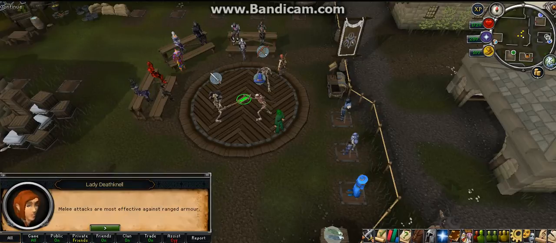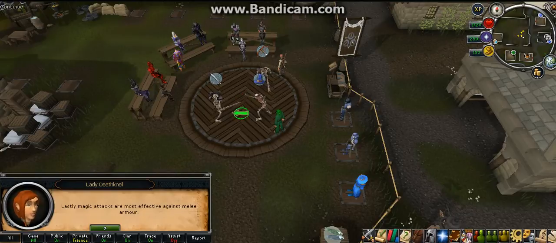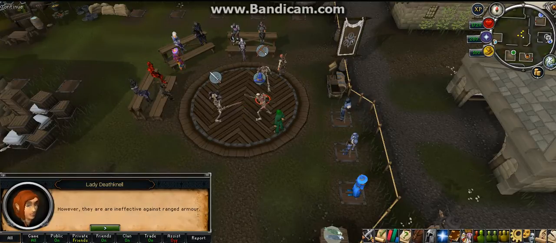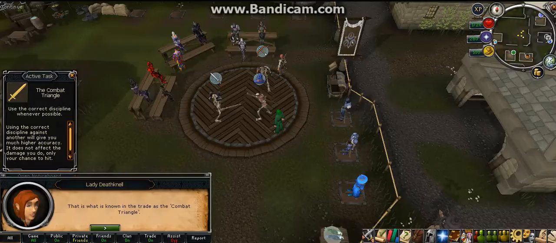Melee attacks are most effective against ranged armor. However, they're ineffective against magic armor. Ranged attacks are most effective against magic armor, but they're ineffective against melee armor. Lastly, magic attacks are most effective against melee armor. However, they are ineffective against ranged armor. That is what is known in the trade as the combat triangle.